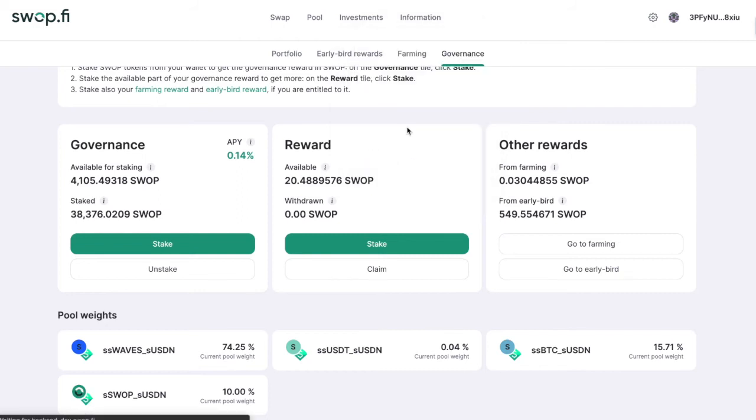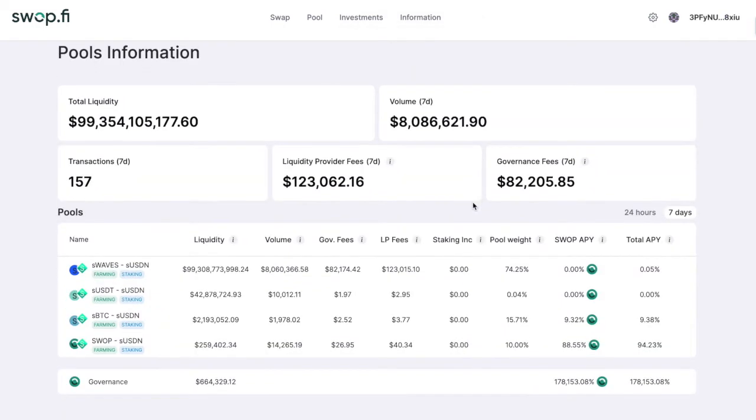Let's go back and see what the numbers are currently. Here you can see the governance section, and you can see the APY. The only thing to keep in mind is that these numbers are on the test environment. In production, on the mainnet, of course, the numbers will be different.